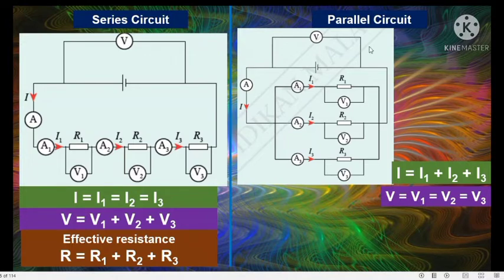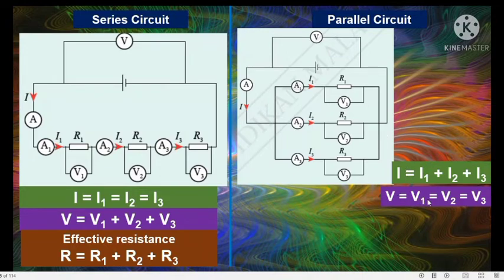How about the voltage? Total voltage is V. As you can see here, this point and this point and this point are all connected to the same terminal, the positive terminal. There are no other resistors here. Same thing on this side, this point and this point are all connected to the same point, the negative terminal. So this shows that the reading of voltmeter V1 equals V2 equals V3 and equals the reading of the voltmeter across the battery, or the total voltage.